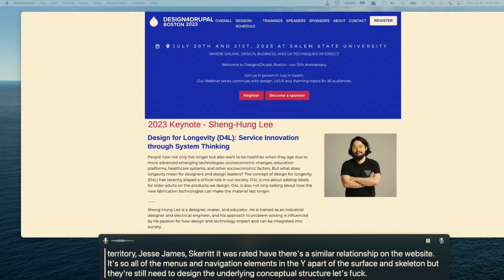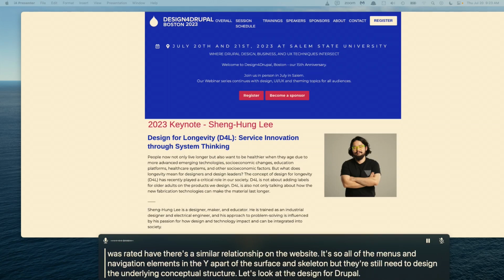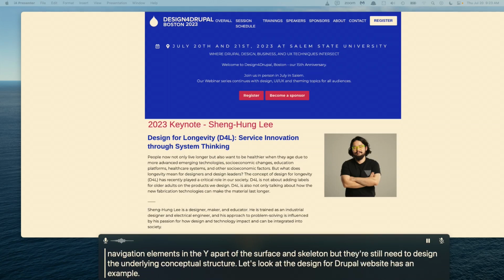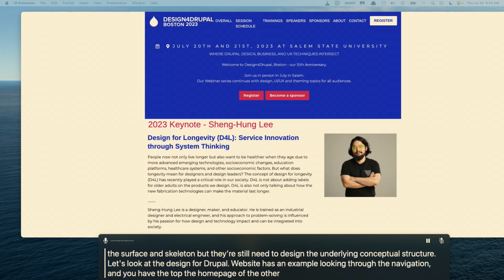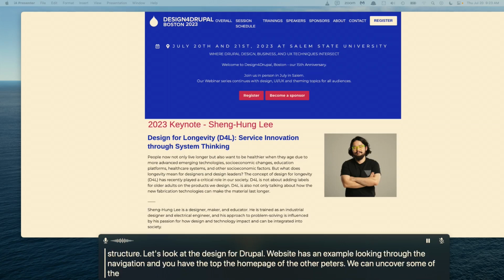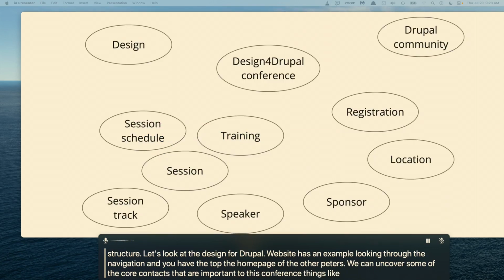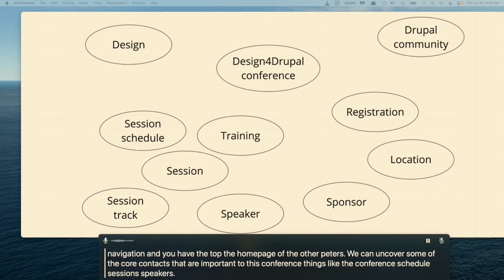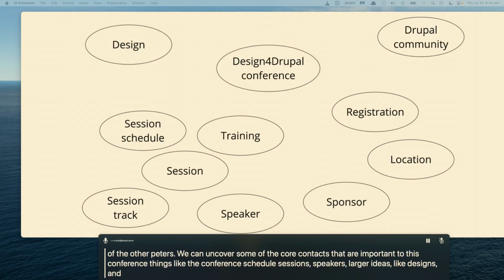Let's look at the Design for Drupal website as an example. Looking through the navigation menu at the top, the home page, some of the other pages, we can uncover some of the core concepts that are important to this conference. Things like the conference schedule, sessions, speakers, larger ideas like design and the wider Drupal community.